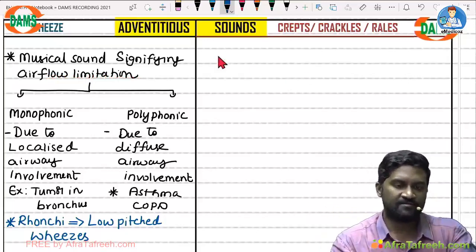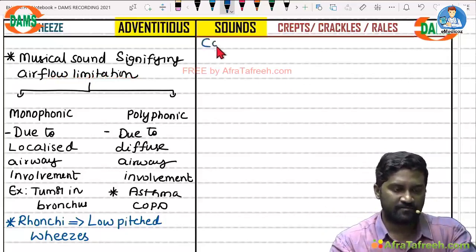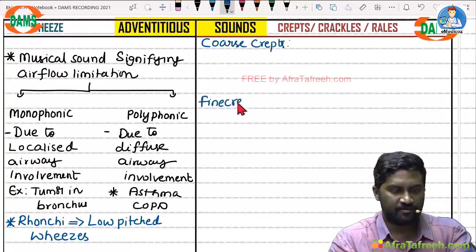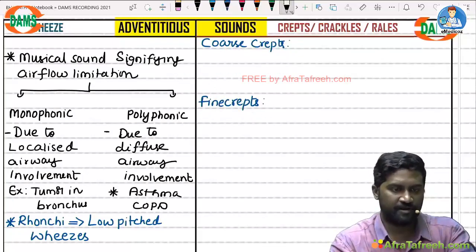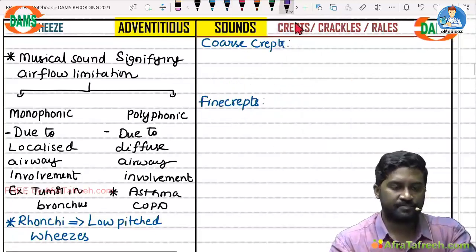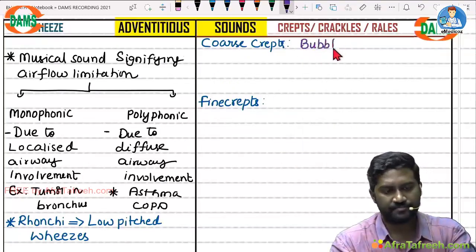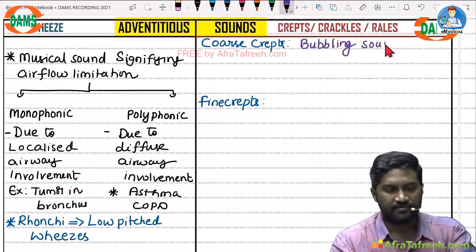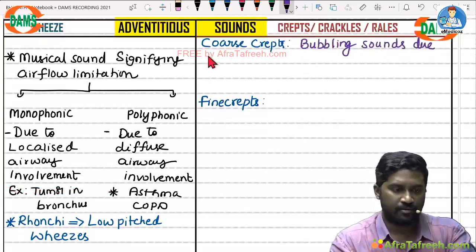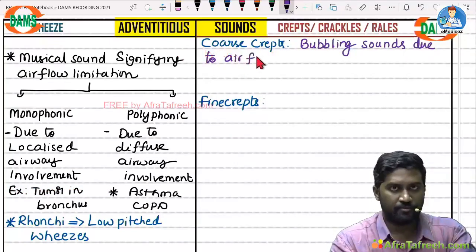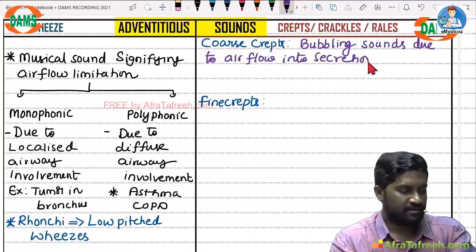Now coming to crepitations, crackles or rales. They can be classified based on the mechanism into coarse crepitations and fine crepitations. Coming to coarse crepitations, these are bubbling sounds due to airflow into secretions.